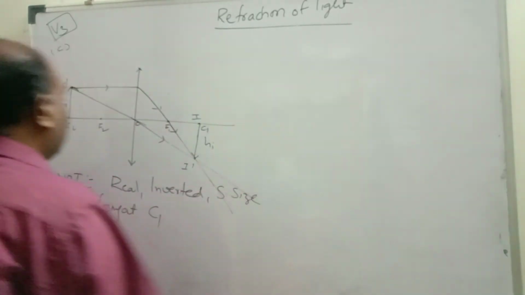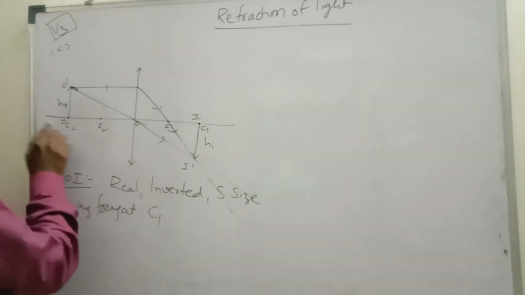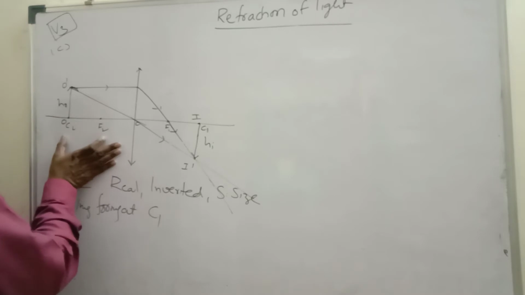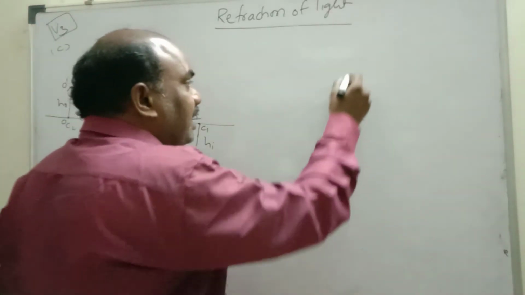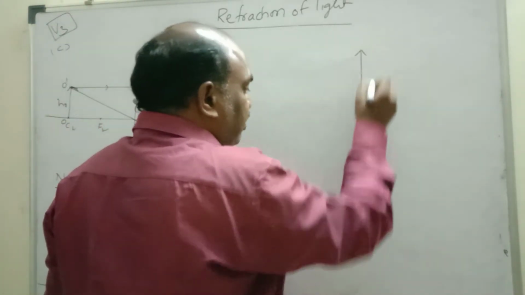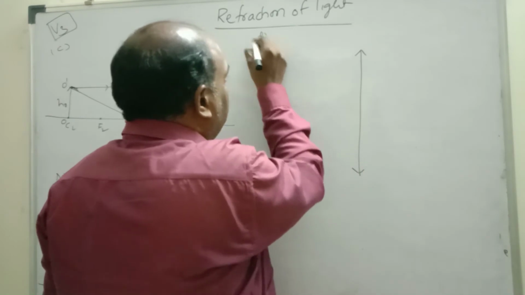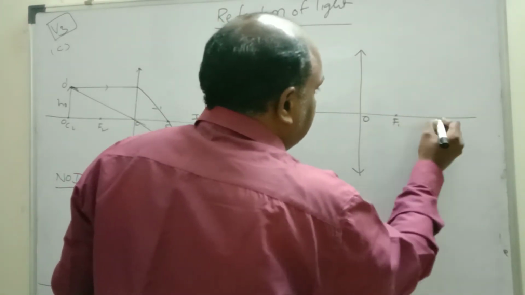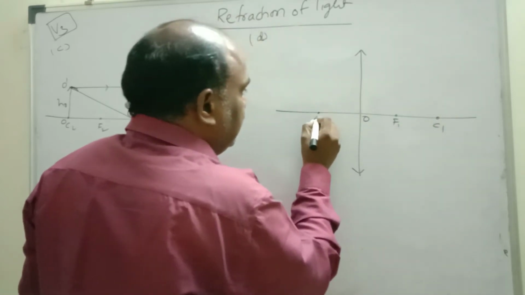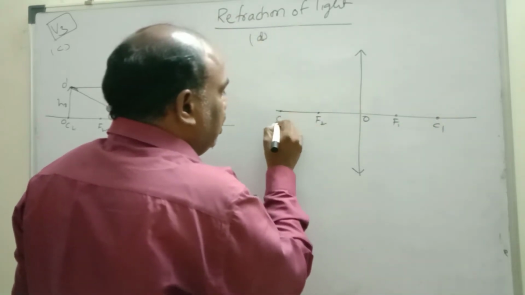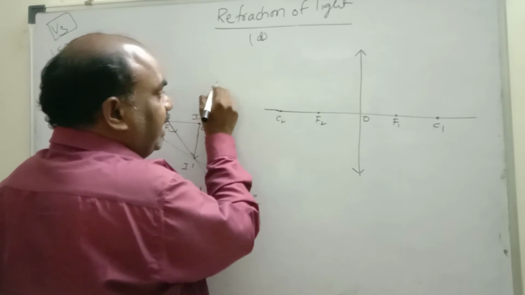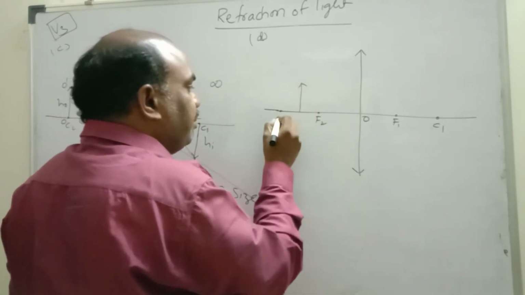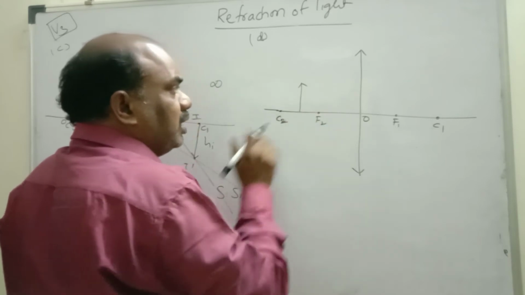Yes, you are correct. First time at infinity, then beyond C2, then at C2, now I am going to place it in between C2 and F2. This is a convex lens. Case 4: principal axis, optic center, F1, C1, F2, C2. Infinity completed, beyond C2 completed, at C2 completed. Now I placed it in between C2 and F2. Wherever you want you can place.